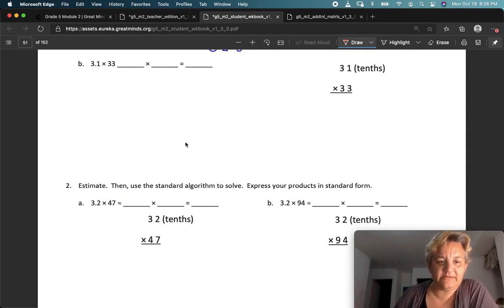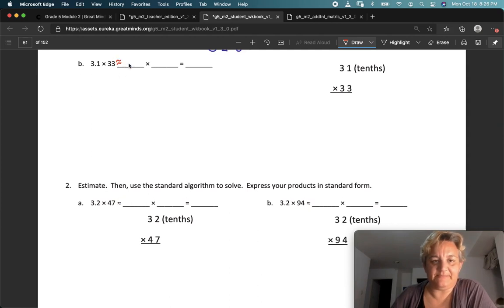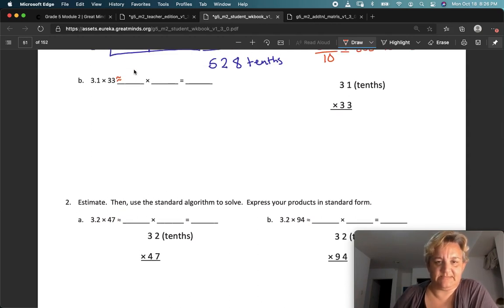You know what they did here? They forgot to put in the estimate symbol. Hopefully your book has the estimate symbol. Okay, 3 and 1/10, so we're going to call that 3. And 33, we're just going to call that 30. That equals 90. Okay, so our estimate is 90.